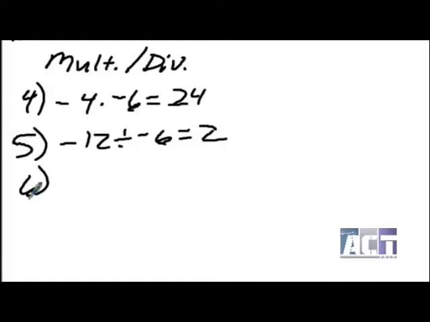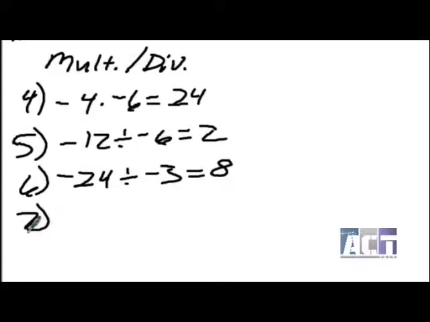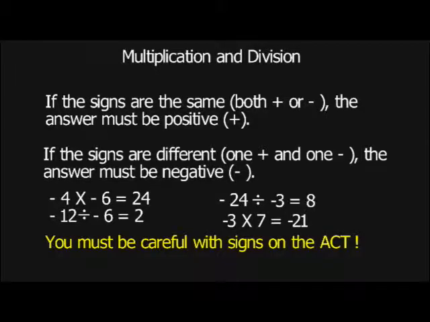Let's see, what else we got? We have negative 24 divided by negative 3, which is positive 8. How about one more? Negative 3 times positive 7, which is negative 21. Just got to watch your signs, guys. These can add up to a lot of points if you miss a number of problems just because you're not watching your pluses and minuses.